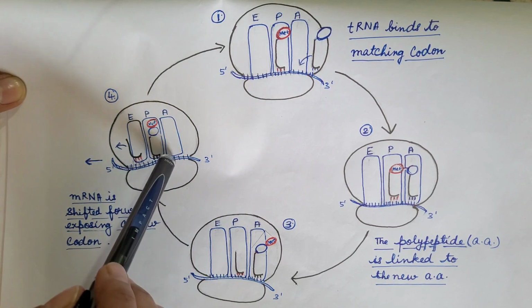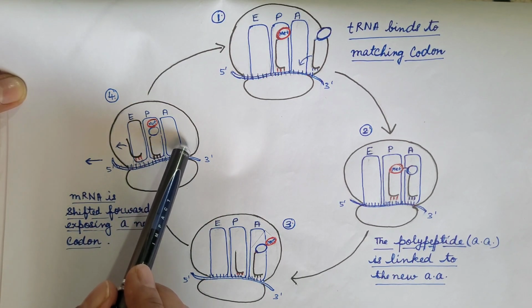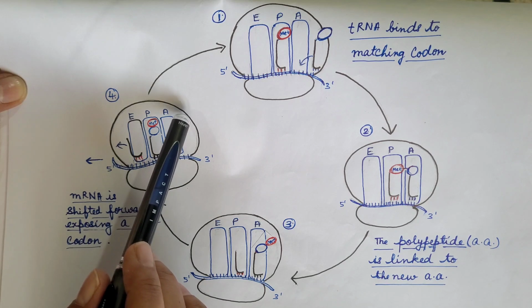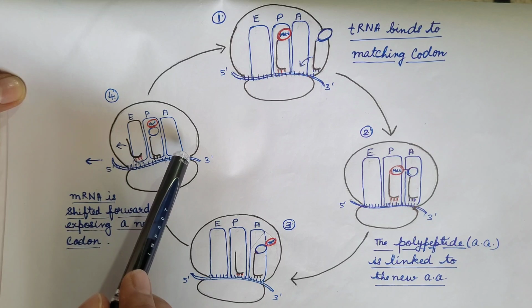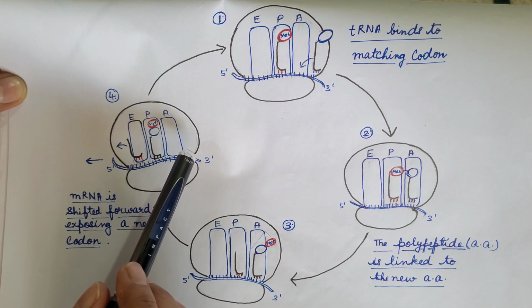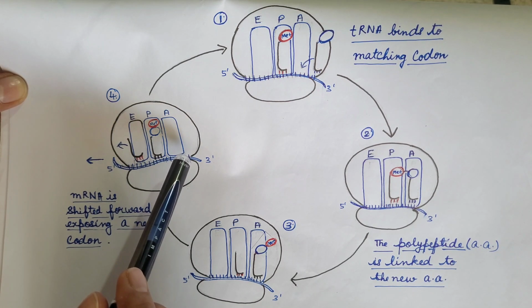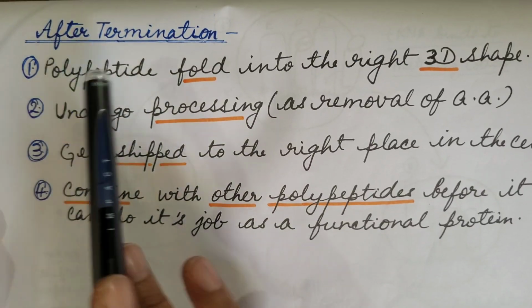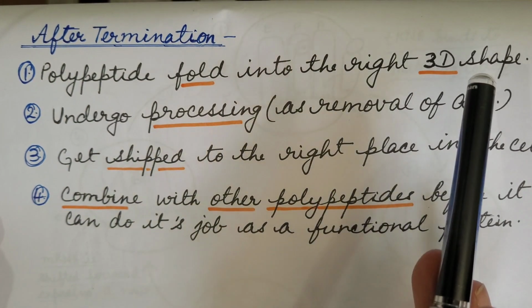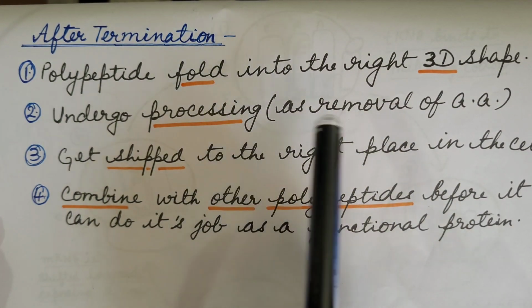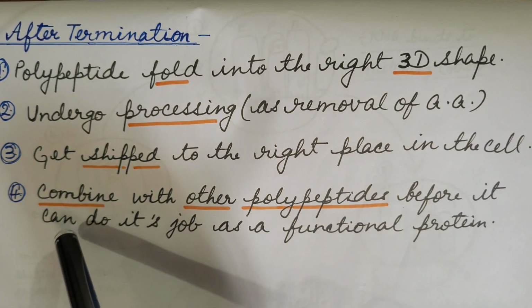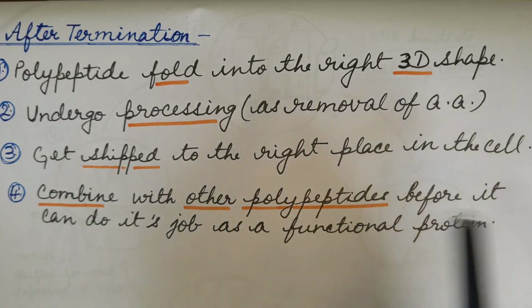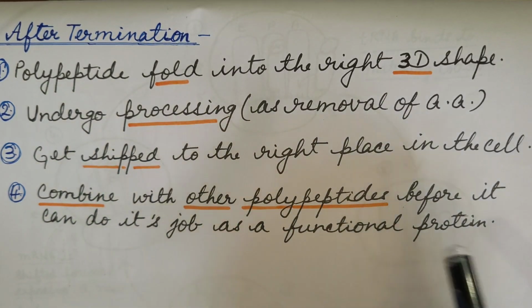When to this A site, stop codon is exposed, then release factor comes and binds to it and the termination of the translation takes place. Newly formed polypeptide is released from the ribosome, and in this way termination of the translation takes place. After termination, polypeptide folds into the 3D shape, undergoes processing such as removal of amino acid, gets shipped to the right place in the cell, and combines with other polypeptide before it can do its job as a functional protein.